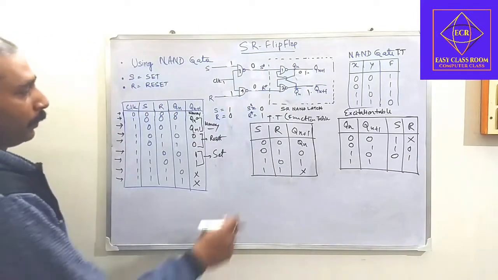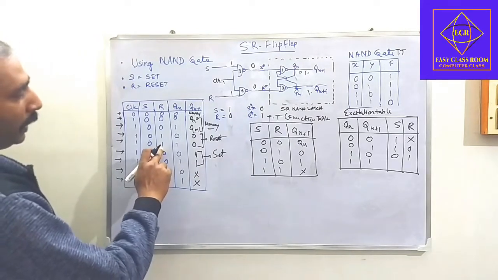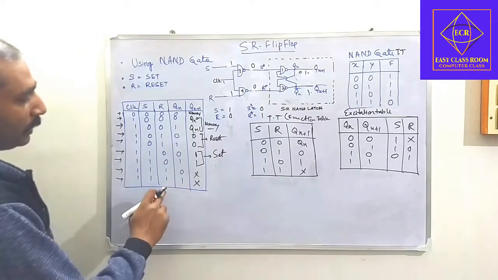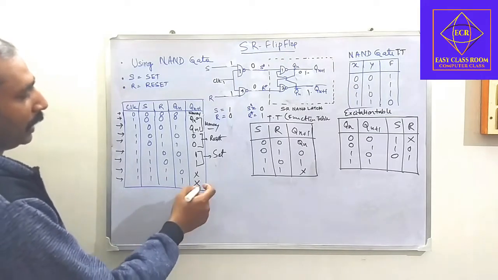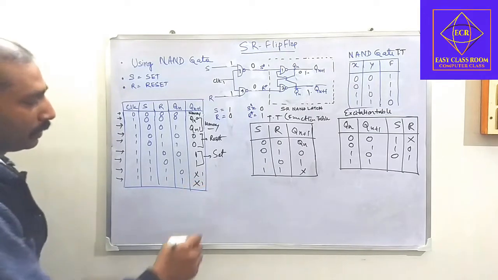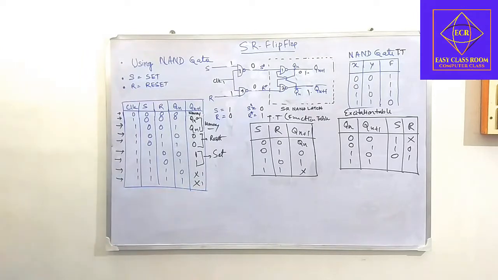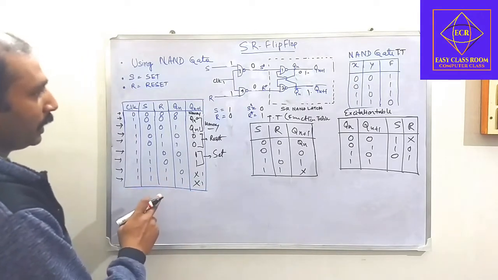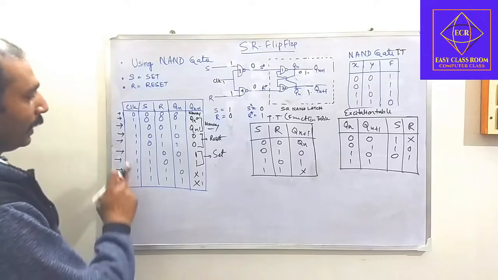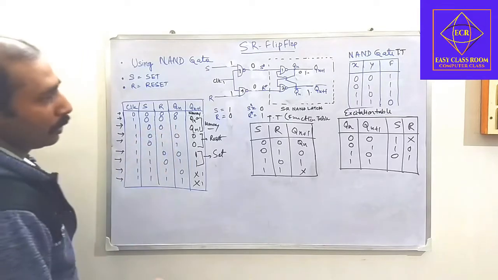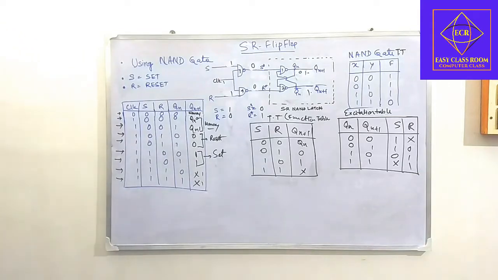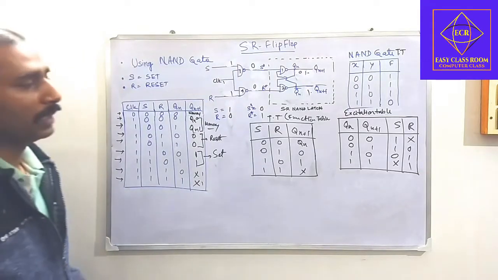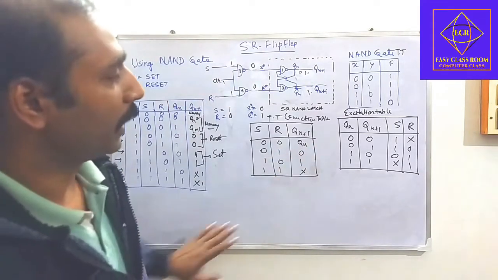And for the 1 1, for raising 1 1, this and this. So here what happens, these are also ones. So here what we see is that S is changing, R is not. So this is all the excitation table from this entire table.